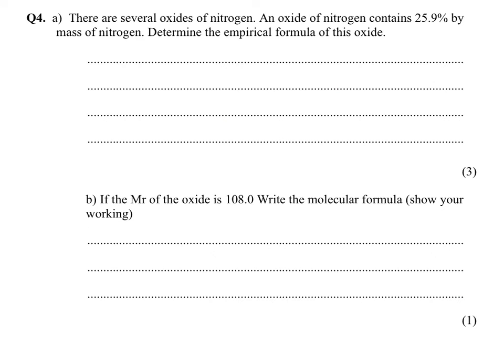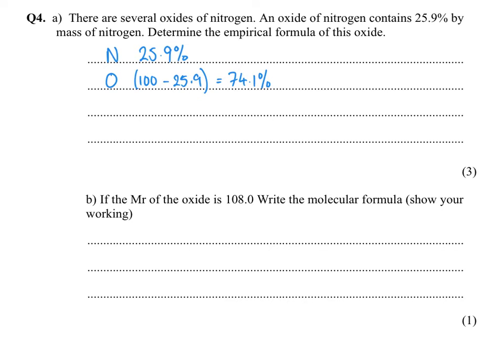There are several oxides of nitrogen. An oxide of nitrogen contains 25.9% by mass of nitrogen. Determine the empirical formula of this oxide. So we know that nitrogen is 25.9%. The only other thing that's present if it's an oxide is oxygen. So we can work out how much oxygen we've got by doing 100 minus the percentage that is nitrogen, which gives you 74.1%. And you get a mark for just working that out.